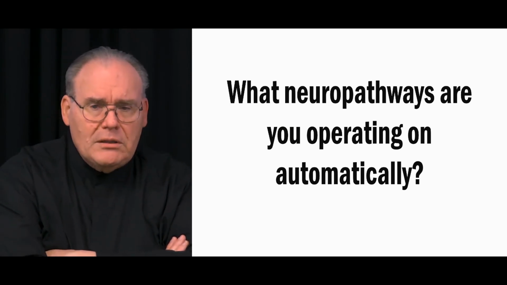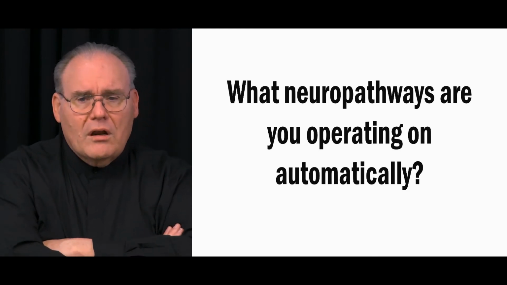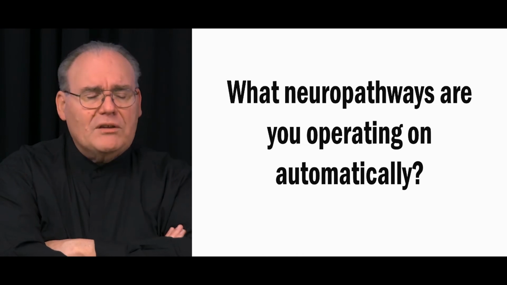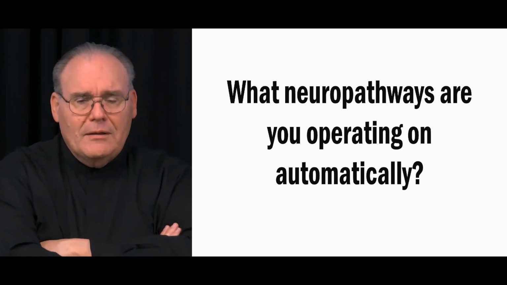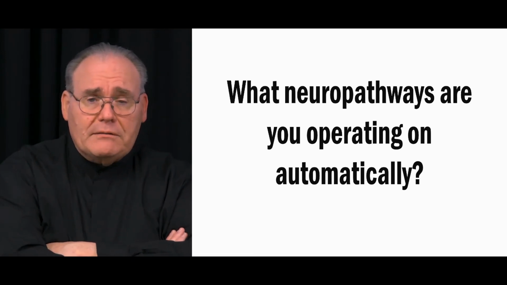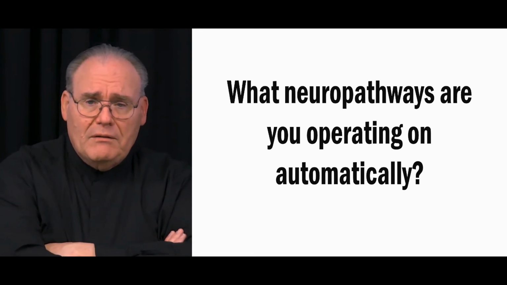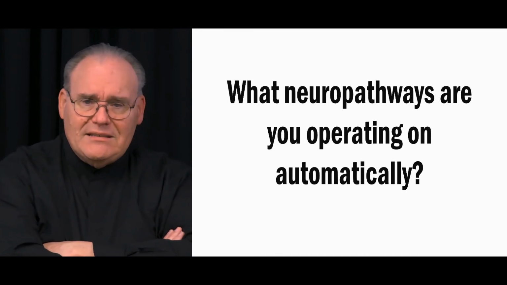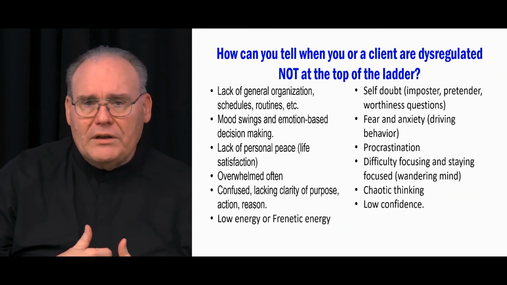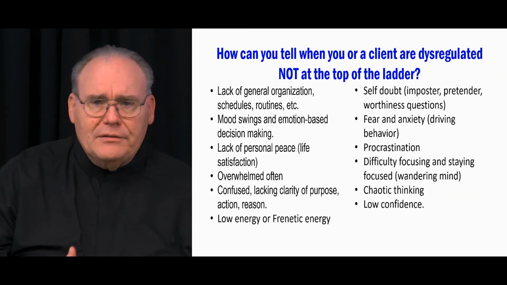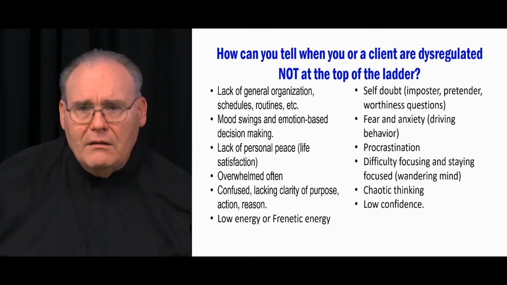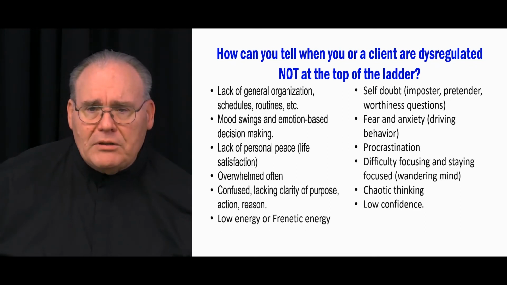They're not for your client either. Or if you're a teacher, the neural pathways that are operating in the children in your classroom, if they have built a lot of neurocircuitry above threshold, they're operating on that system. So how can you tell when a client, a child, a coworker, a spouse, a friend is dysregulated and not at the top of the ladder?